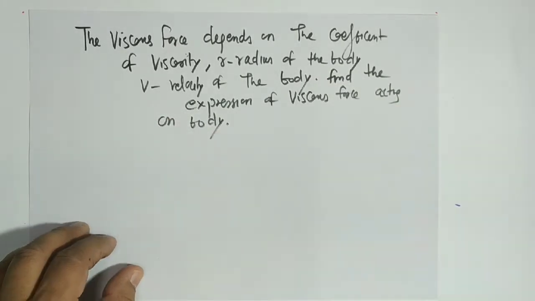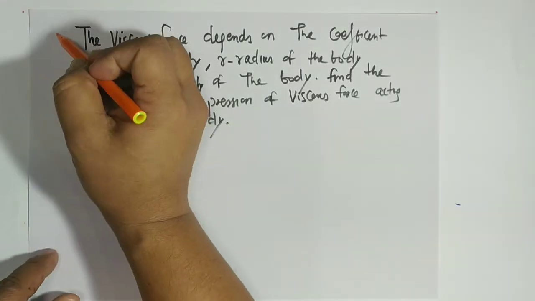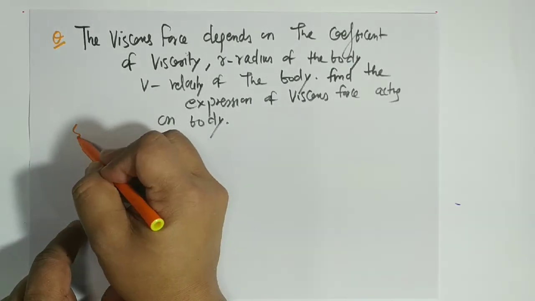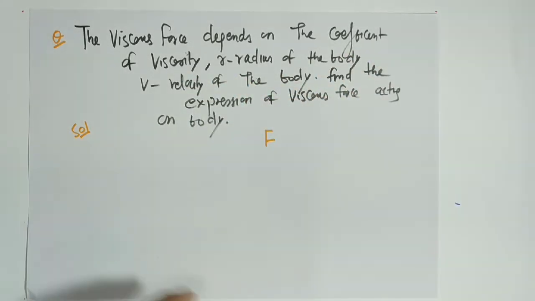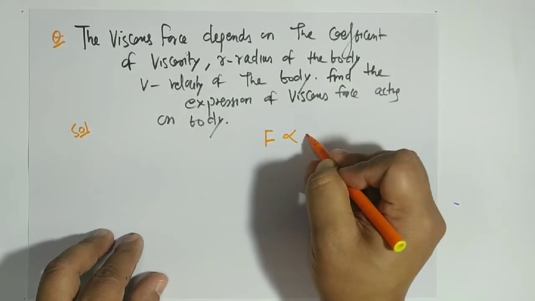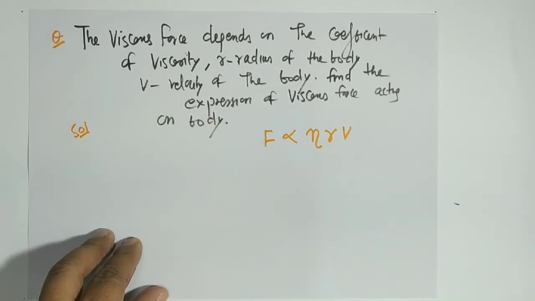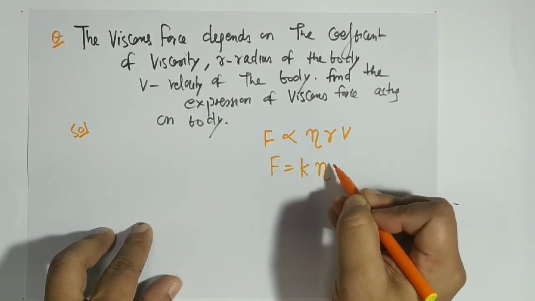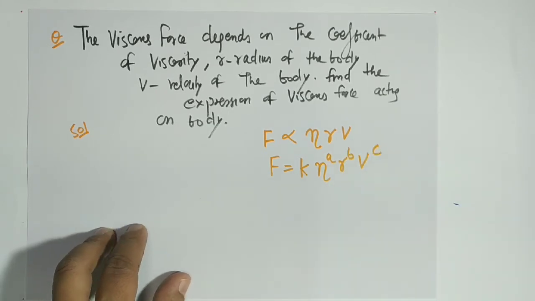This will come in fluids, where you will see how the viscous force acts on a body. Now, if viscosity is given, viscosity symbol will be eta, and F depends on R and depends on V. This is the first step. Then second, you remember: K eta power A, R power B, V power C. Got it or not?